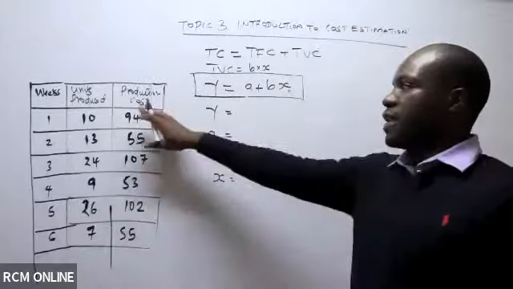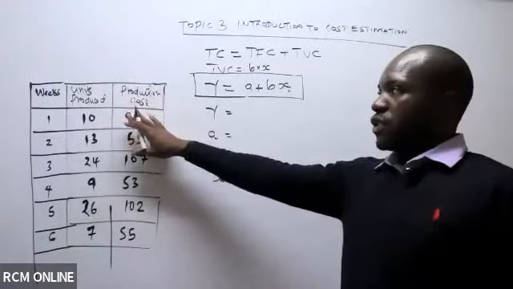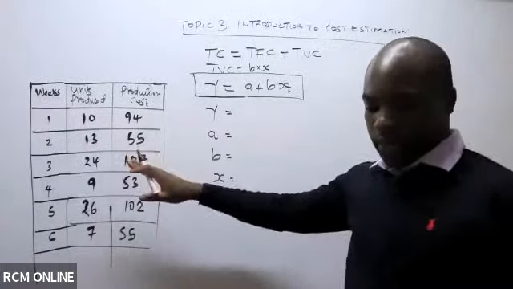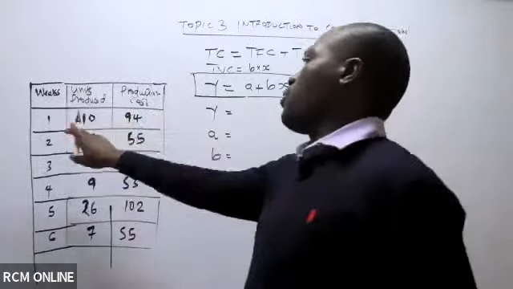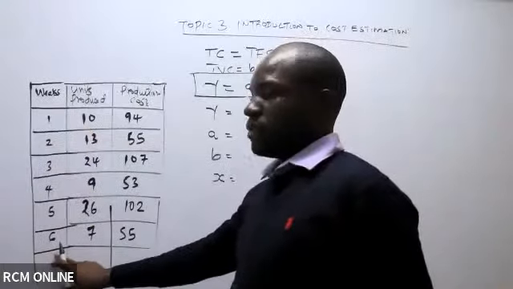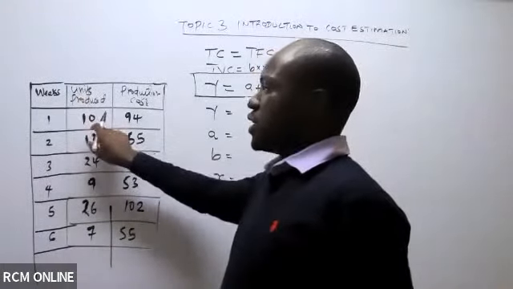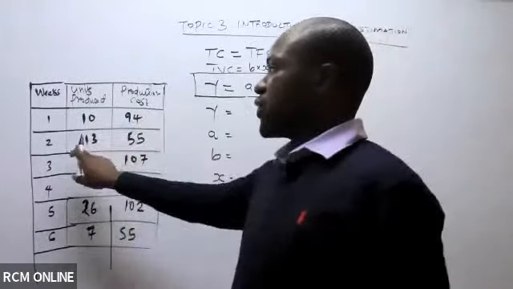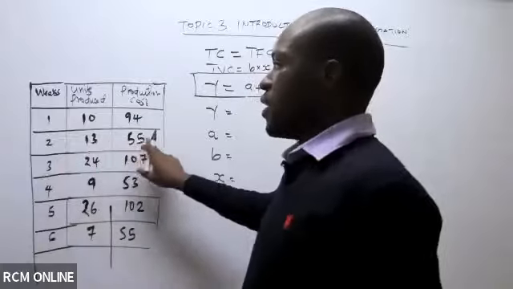Good. Now, having done this, this is what this particular company has been doing. They have been doing their production, right? From week 1 all the way to week 6. Then when they produced 10 units, they incurred 94 shillings. When they produced 13 in week 2, they incurred 55.